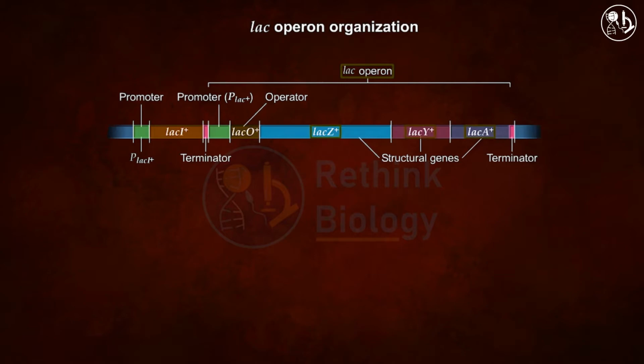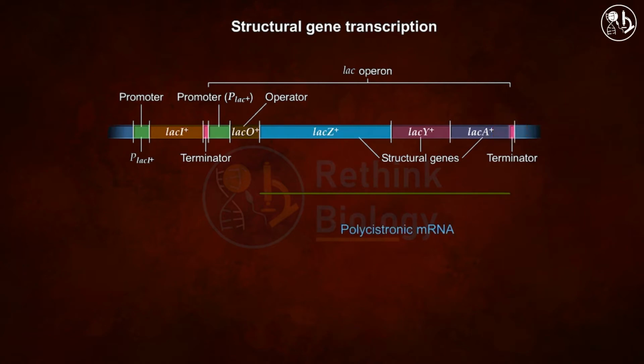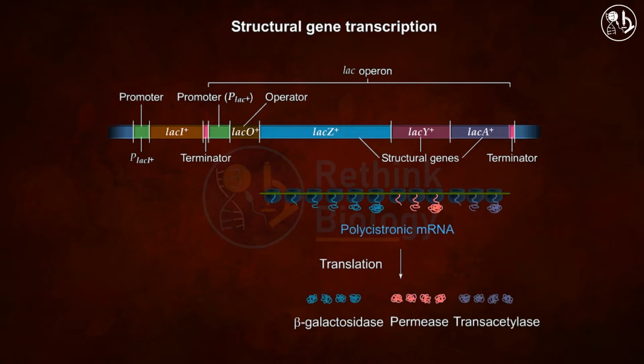An operon consists of a group of genes as well as a promoter and an operator that control the transcription of those genes. A single mRNA is created when the structural genes in an operon are transcribed. Because it contains information for more than one type of protein, this mRNA is called polycistronic.